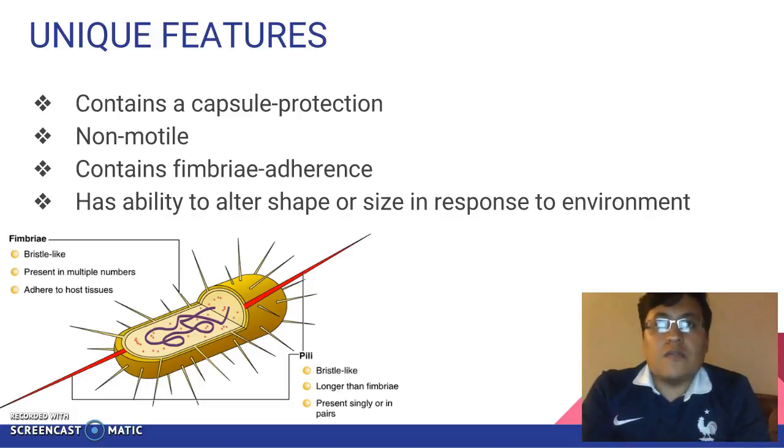We know that it has fimbriae, which are finger-like projections that adhere to other bacteria or animal cells that contribute to the virulence. And we'll get into virulence later. We also know that it's pleomorphic, which is the ability for this particular bacterium to alter its shape or size in response to environmental stimuli.